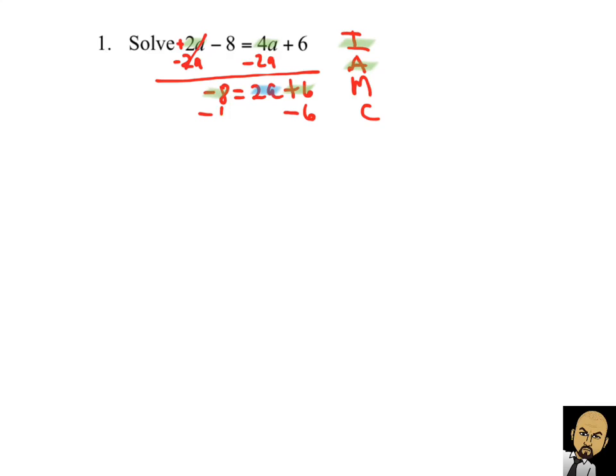How do you undo positive 6? Well, you subtract 6 from both sides. 6 minus 6 equals 0, so you end up with 2a. You got negative 8 minus 6. They're at peace. And so you end up with negative 14.